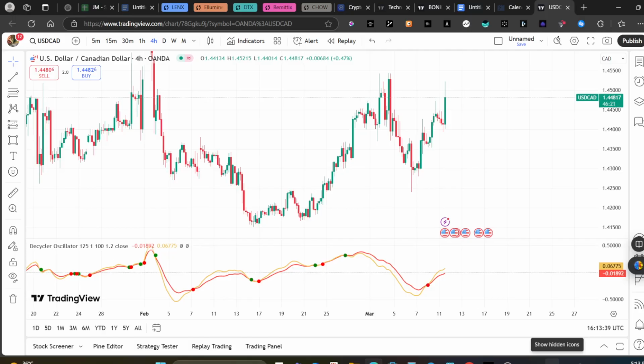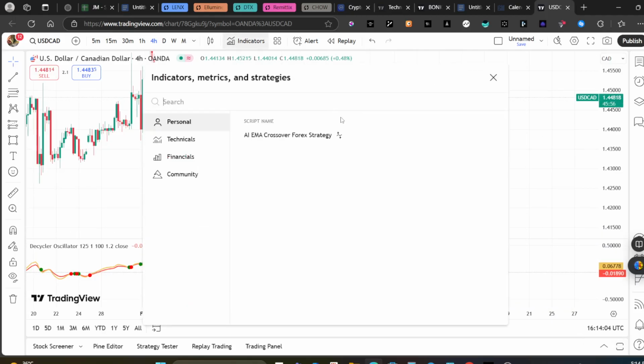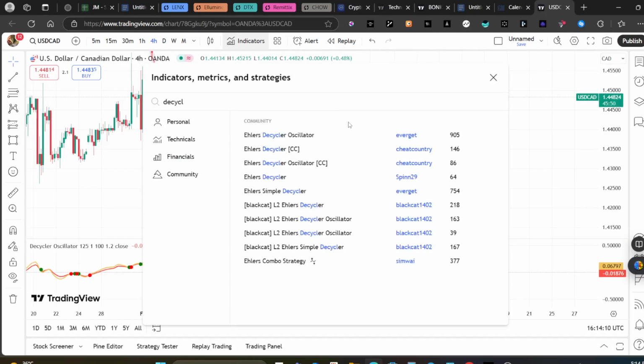As you can see, I already added the indicator to the chart. You can see the indicator right there on the indicators window. So if you want to add this indicator to your chart, if you are using the TradingView platform, you can just go to the indicators section up there and search for the Decycler indicator, right? Ella's Decycler indicator. So this is it. You can then click on it and it's going to be added to your chart.